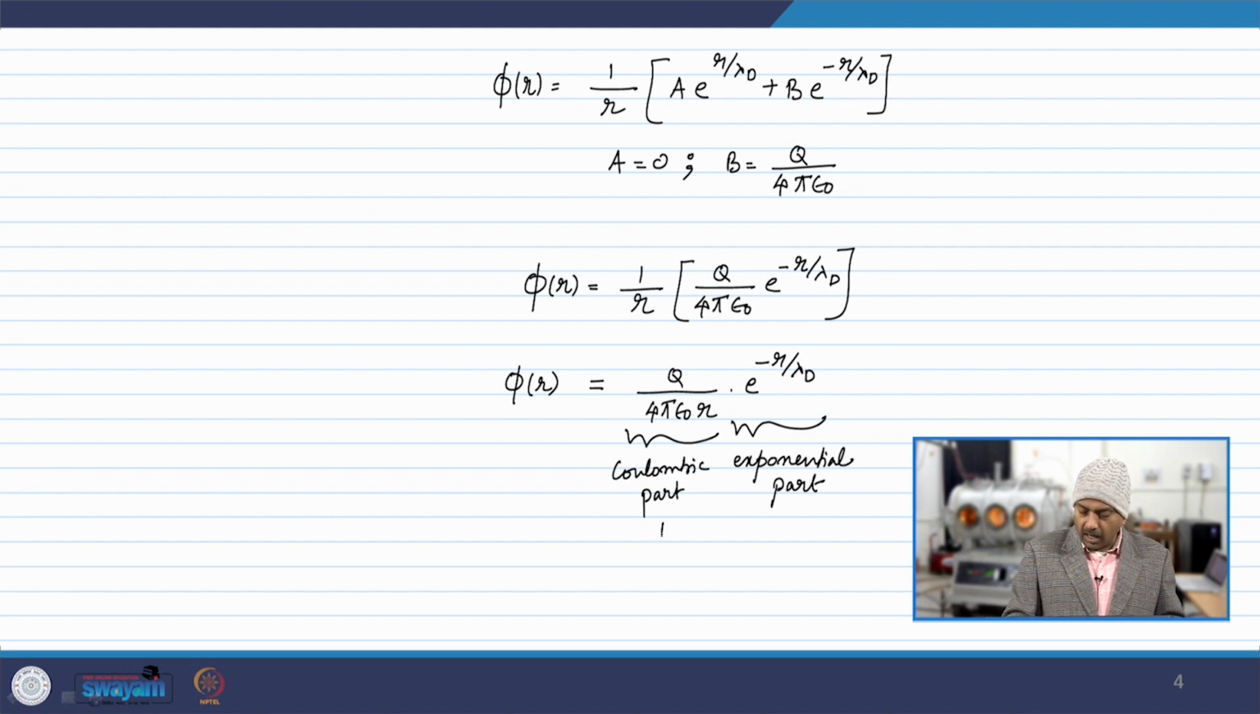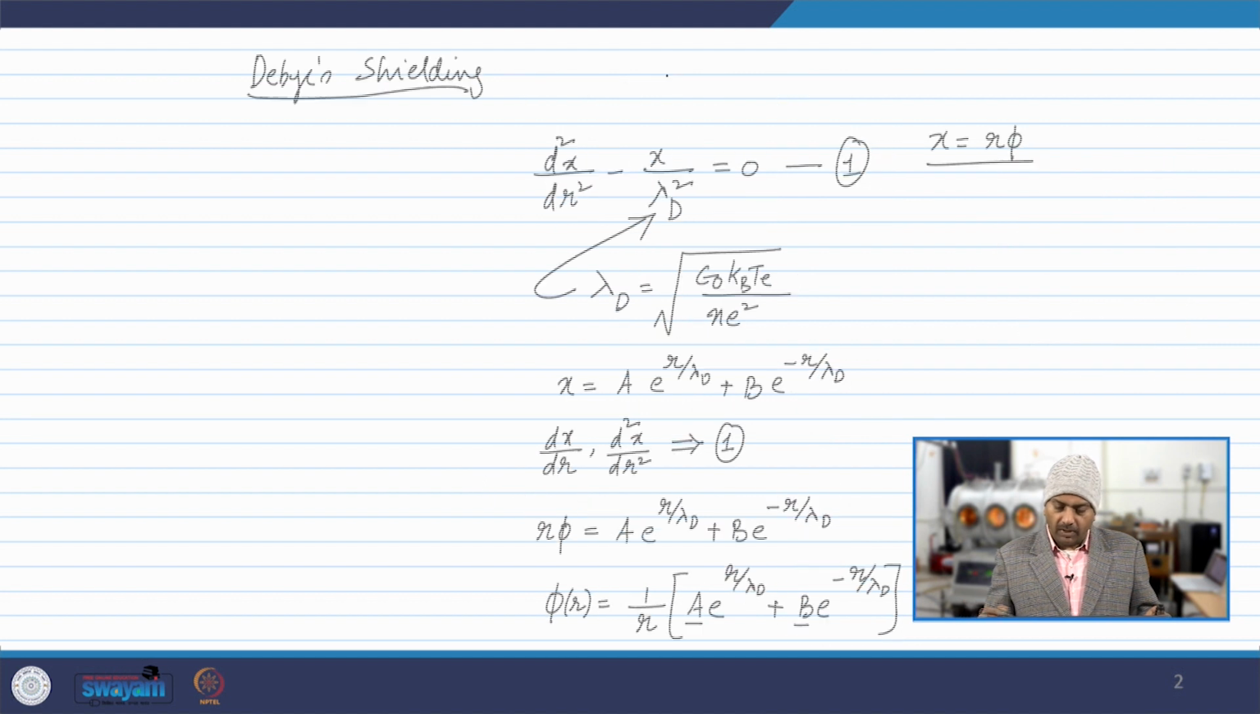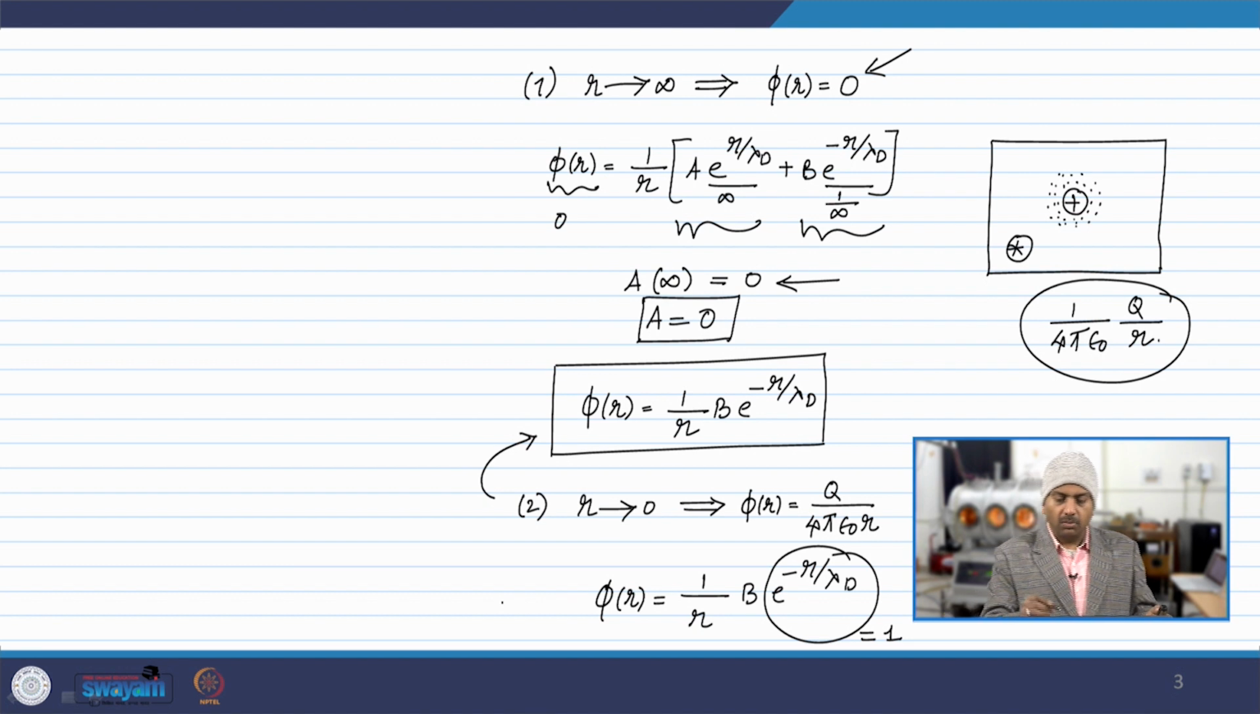Coulombic part has a dependence of 1 by r, and the exponential part has a dependence of e to the power of minus r. Lambda d is the length, okay. R is also in the dimensions of length, of course. Now, let us try to understand the meaning of this. If you go back, relook what we have done. We have taken the differential equation. We have assumed a solution for that differential equation and if this solution has to be valid, we can keep phi of r to be in that form.